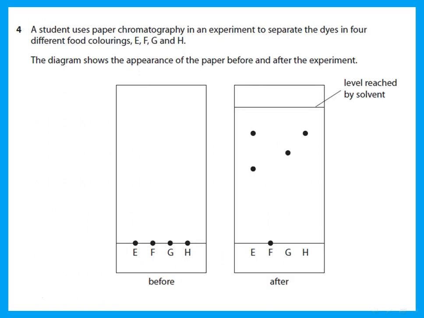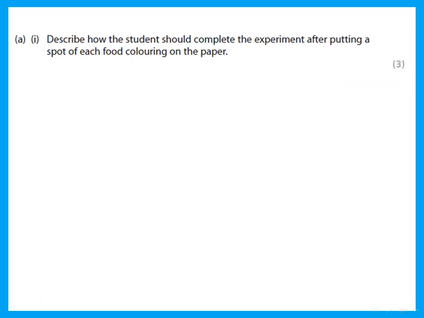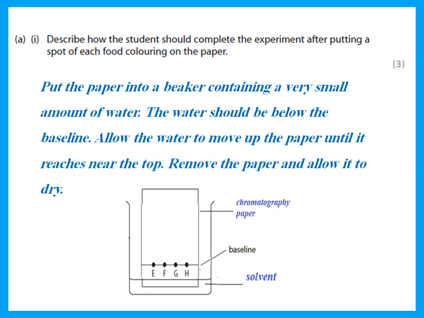Okay, then this next question is talking about paper chromatography, and he has E, F, G, and H, and he did chromatography for them. And then he's saying, describe how the student should complete the experiment after putting a spot of each food coloring on the paper. So he's telling me that he has already put spots of the food coloring on the paper. Then what? Well, he should know that then we're going to put the paper into a beaker containing a very small amount of water. Remember, we're talking about food coloring, so the solvent should be water. The water should be below the baseline.